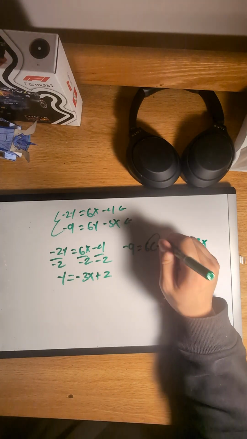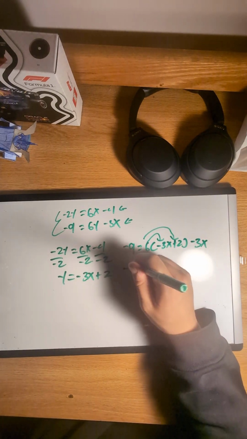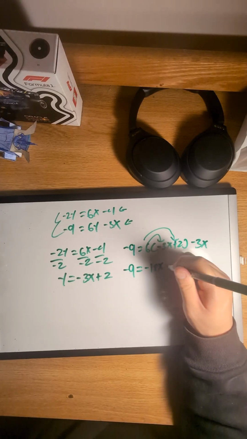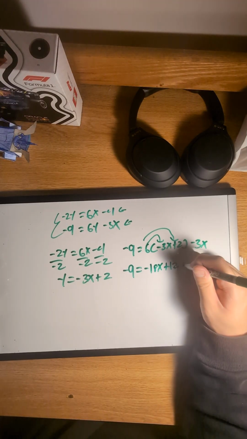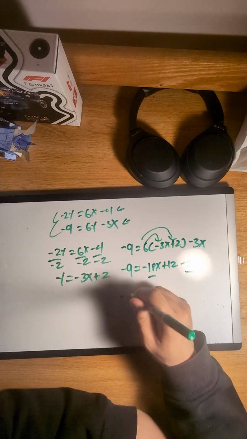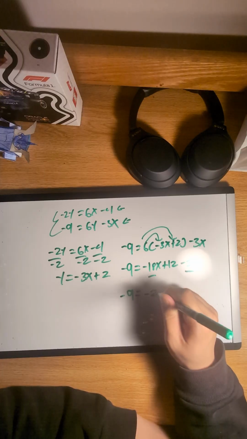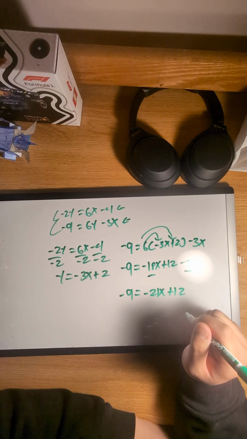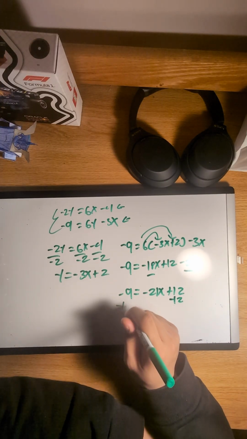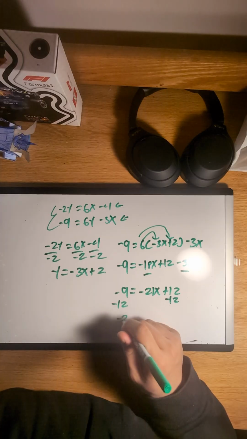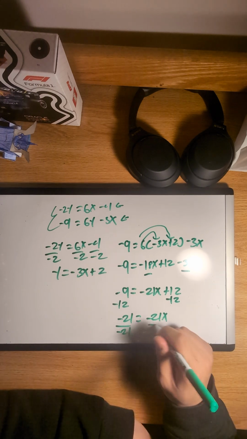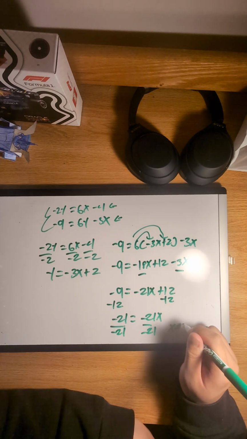We can distribute the 6 out, as I would normally anyways. So negative 9 equals negative 18x plus 12 minus 3x. Let's combine some like terms: negative 9 equals negative 21x plus 12. I'm going to move this over as well, just to make my life a little easier. That gives us negative 21 equals negative 21x. Divide by negative 21 to clear out the x value, and we get x equals 1.